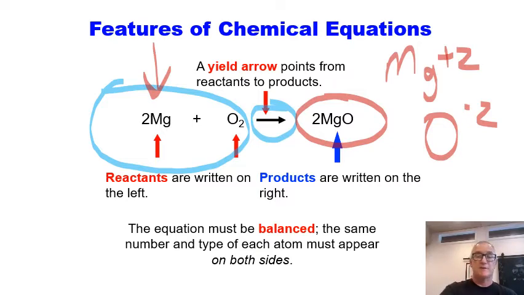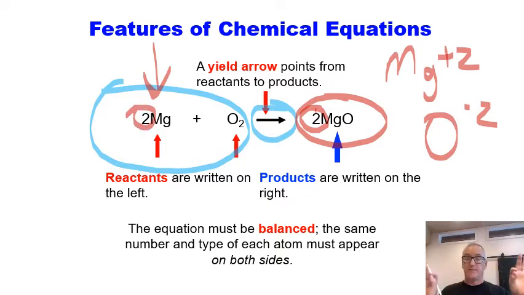I have 2 atoms of oxygen here. I have only 1 atom of oxygen in my product. So I need another mole of product. I need to put a 2 here to make up for the oxygen deficiency on the product side. I need 2 of them. The minute I do that, now I have too many magnesium atoms on the right side. I only had 1 on the reactant side. So I put a 2 there.